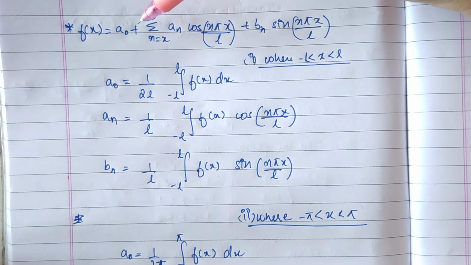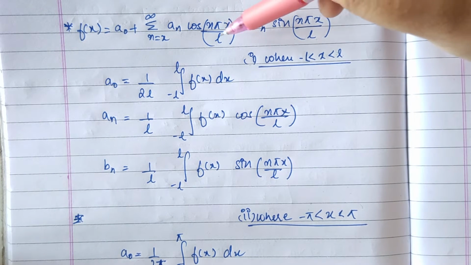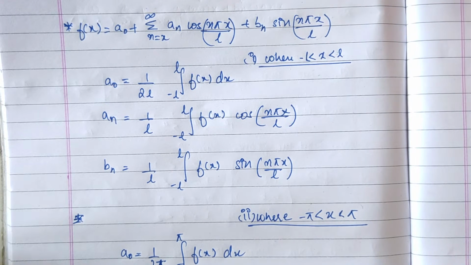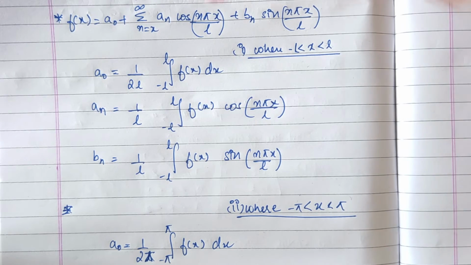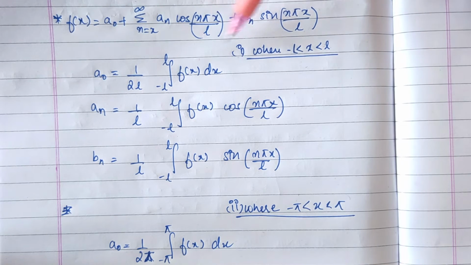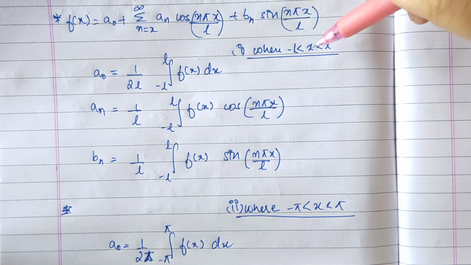So f of x is equal to a naught plus summation of n is equal to 1 up to infinity, a n cos n pi x by L plus b n sin n pi x by L. We have two cases, so this is basically the standard form of the Fourier series. Case 1 is where x lies between L and minus L.